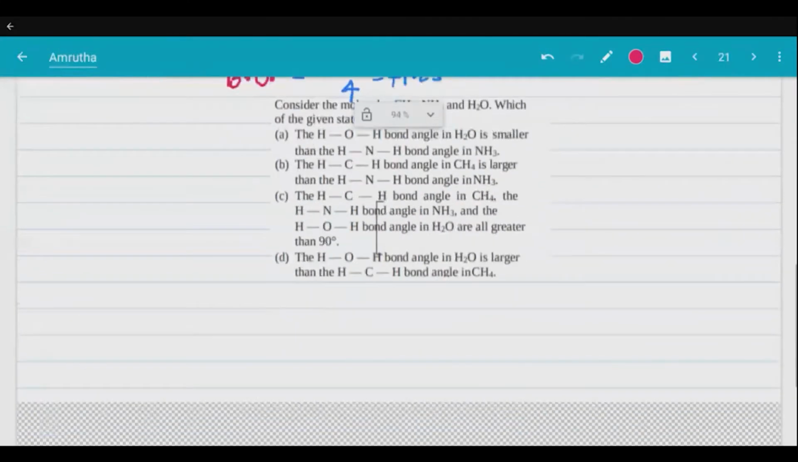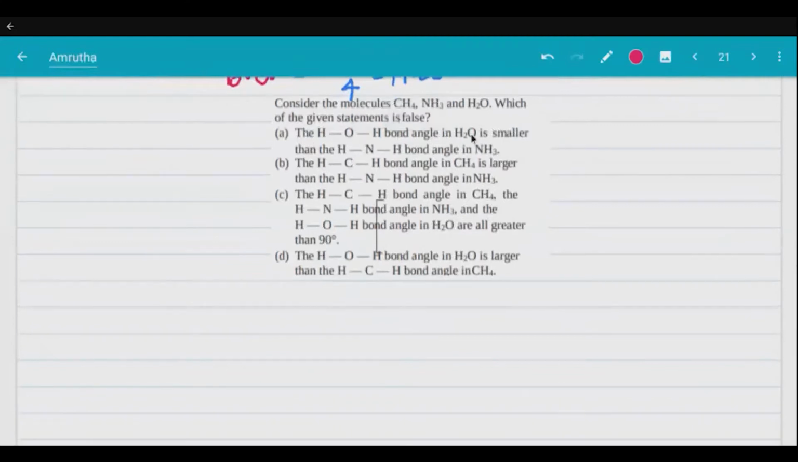Now, look at this question. Consider the molecules CH4, NH3, H2O. Which of the following is false? Look at this statement clearly. They are asking for the false statement, not the correct one. But how do we compare these bond angles? They have given options: the bond angle of H2O is smaller, or NH3 is smaller, or CH4 is smaller. How do we calculate this?